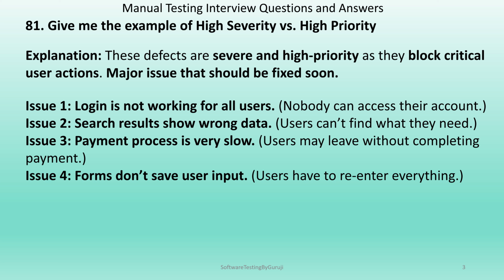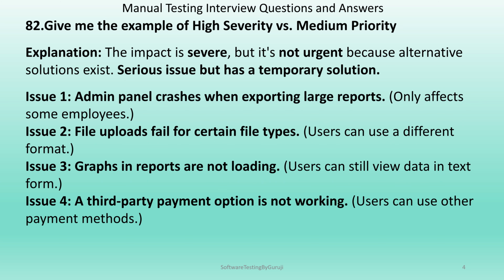Let's move to another question. The next question is: give me the example of high severity versus medium priority. Explanation: the impact is severe but it is not urgent because an alternative solution exists. A serious issue but it has a temporary solution. Let's see some examples for high severity versus medium priority.